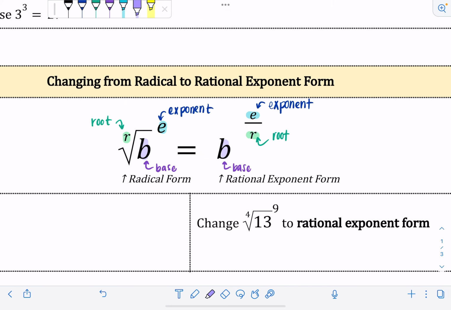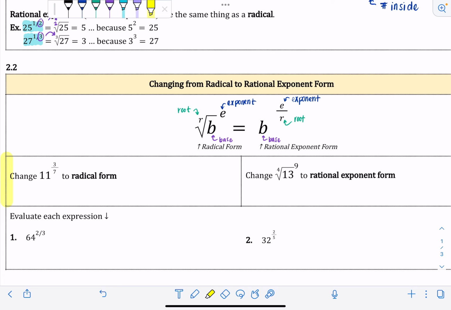Okay, so we're going to start now on the left side where it says change 11 raised to the 3/7 power to radical form. So we just want to go through and identify what is B, what is E, what is R. B is 11. It's the base of the rational exponent. And for this problem, we're starting in rational exponent form. So we're actually starting on the right side of the formula, and then we're going to the left side to get it to radical form.